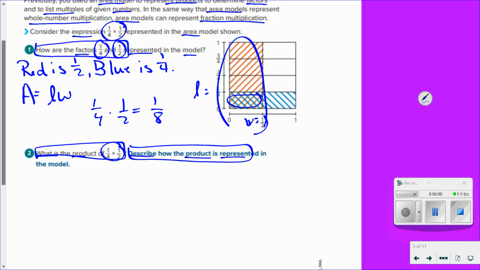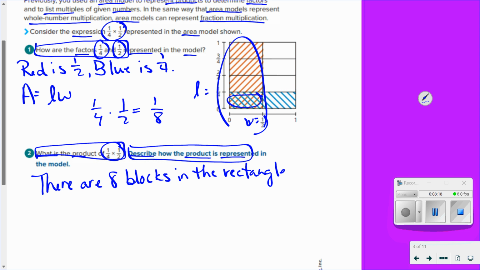Isabella? Okay, there are 8 blocks in the rectangle. And that is our what? No. Isabella, what is that? What did I just circle? What do we call that number? The denominator. So that is our denominator. It's how many we divided our area into, correct? So where's the 1? Yes.